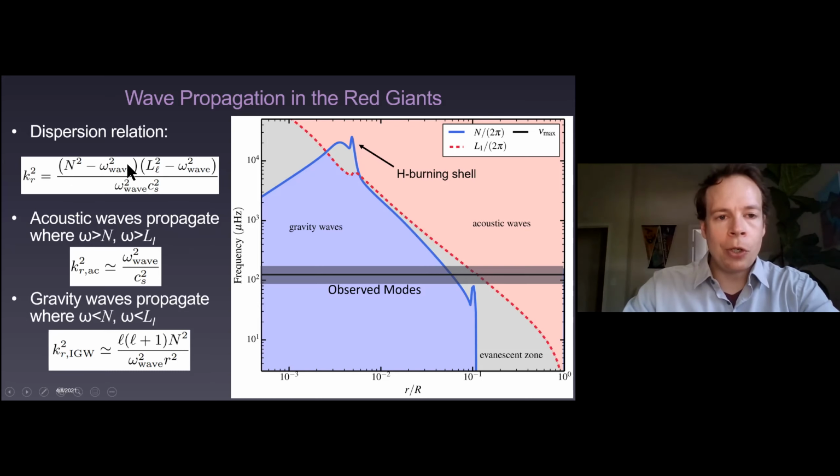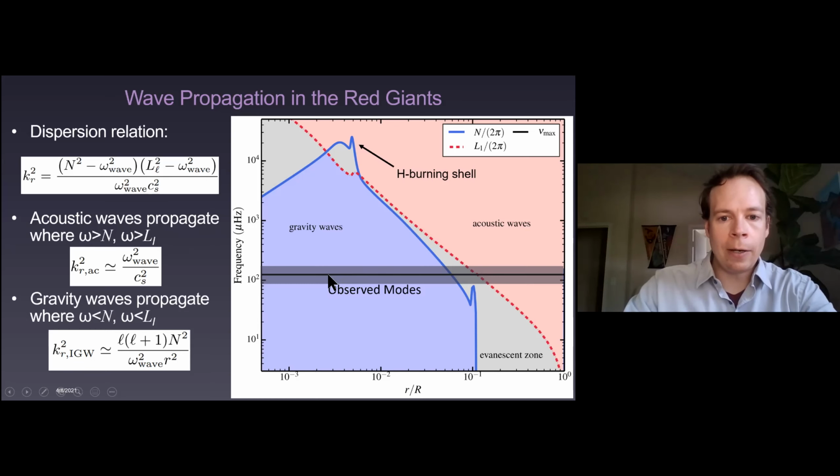And if you solve for the dispersion relation of fluid waves propagating through the star, you get this kind of complicated expression here. But what's important is that in the limit of high frequency, in other words, if the wave frequency is larger than both the Brunt and the Lamb frequencies, like it is in this red region of this plot, the dispersion relation basically just reduces to that of sound waves, which I'm sure you've all seen. Or it's also basically the same as electromagnetic waves. You just replace the sound speed with the speed of light. So those are acoustic waves, and that's the pulsations we see in these stars. They behave as acoustic waves or sound waves at the surface of the star.